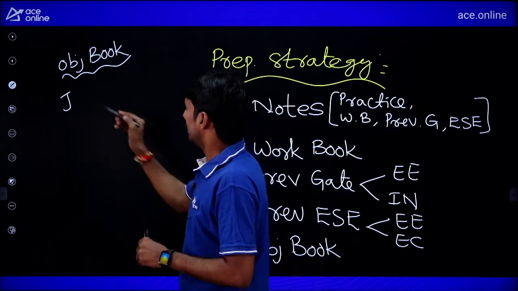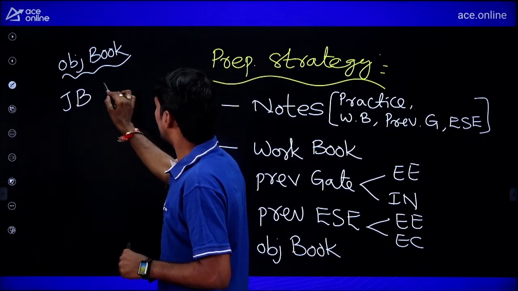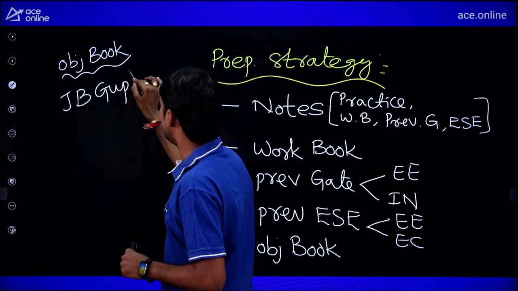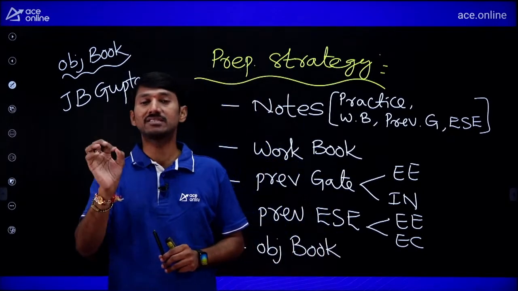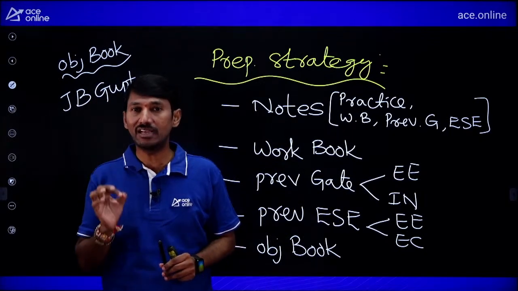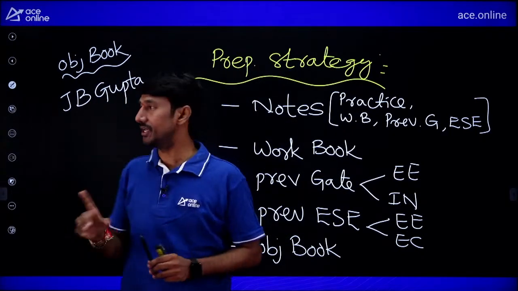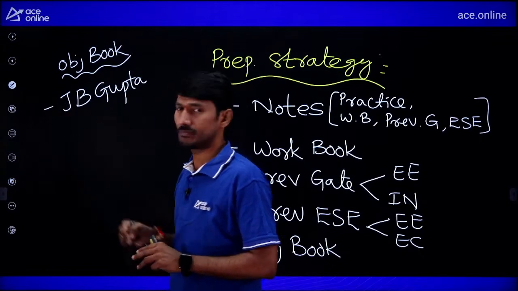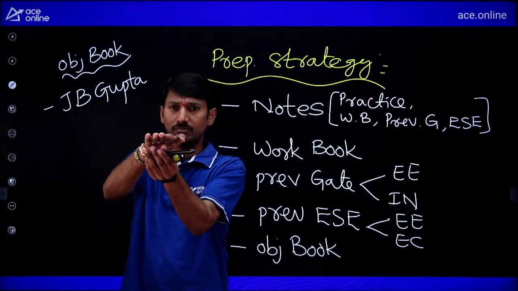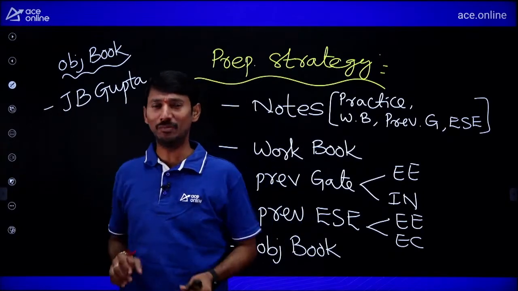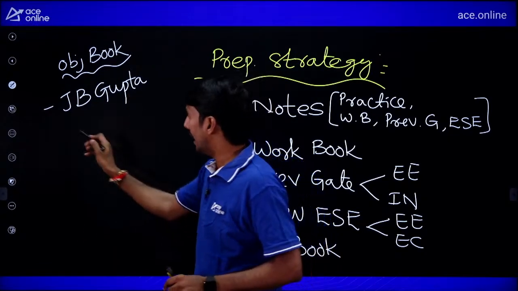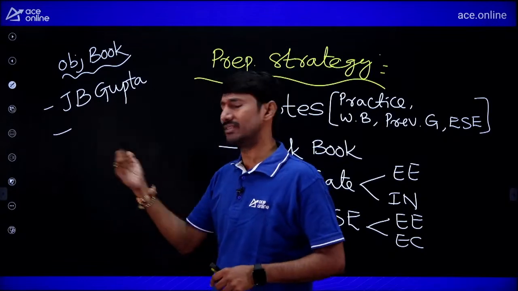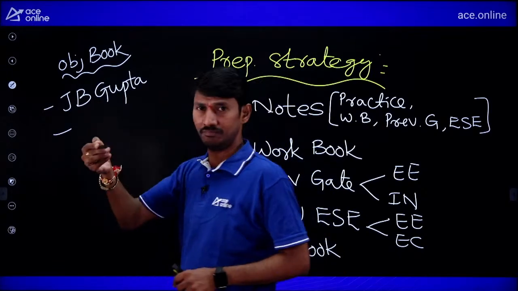In this, the generally preferred book is J.B. Gupta, Integrated Course in Electrical Engineering. One book is there, that is this much thickness, more weight, but a good book, that is J.B. Gupta Objective. And other than that, so many things are there.